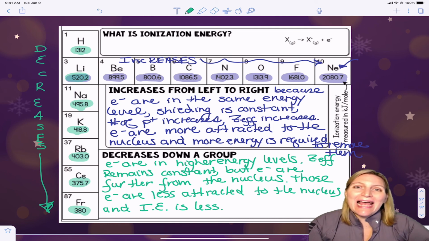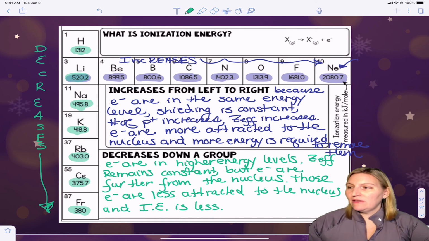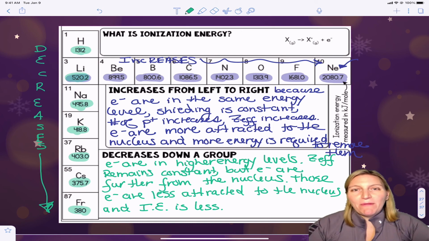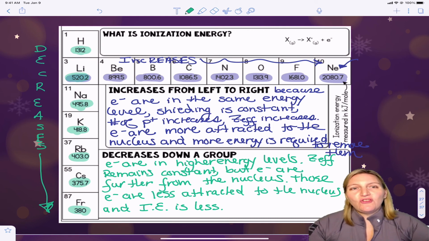So this is the exact opposite of the trend in atomic size. And that's really how I remember it. I remember the trend in atomic size, so helium is small, and then I remember that ionization energy is the opposite of that. That the upper right-hand corner has the highest ionization energies. It takes the most amount of energy to remove electrons from those atoms because those electrons are very attracted to the nucleus.